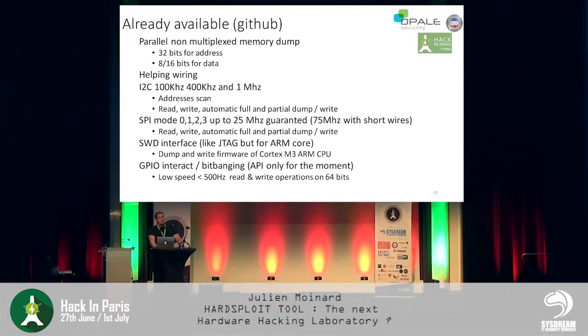What's already available on HARDSPLOIT? You can read some parallel memories without multiplexing for the moment. It's a very common memory, and now it's not common. Now the common parallel memories are the same, but with address and data mixed. It's something like SPI, but with more wires. It's not SQI. It's a parallel memory, but a little bit different. You have wiring help. You'll understand just after.